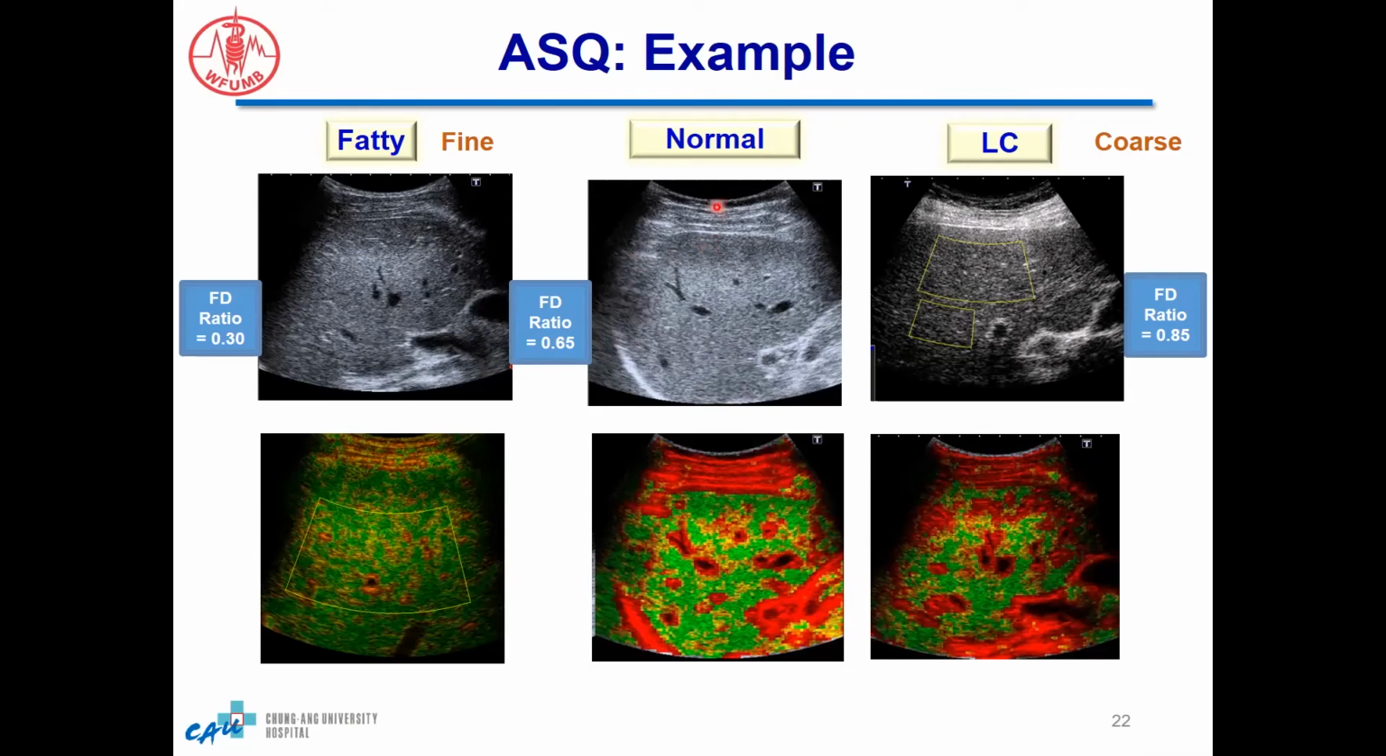Here are examples of ASQ. In the case of severe fatty liver, grayscale ultrasound shows fine bright echo, which means focal inhomogeneity is very small, because small reflector signals are attenuated by prominent scattering by fat, as you see in this figure. So FD ratio is low. However, in cirrhotic liver, grayscale ultrasound shows coarse echo, which means high occurrence of focal inhomogeneity caused by small vessels, fibrosis, and so on, as you see in this figure. So FD ratio is high.